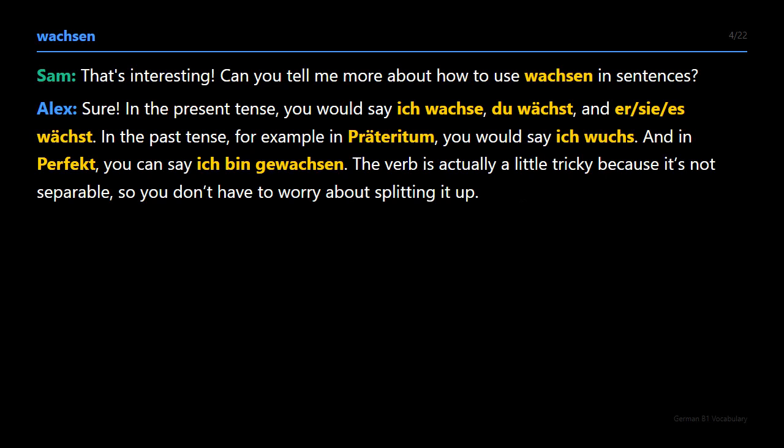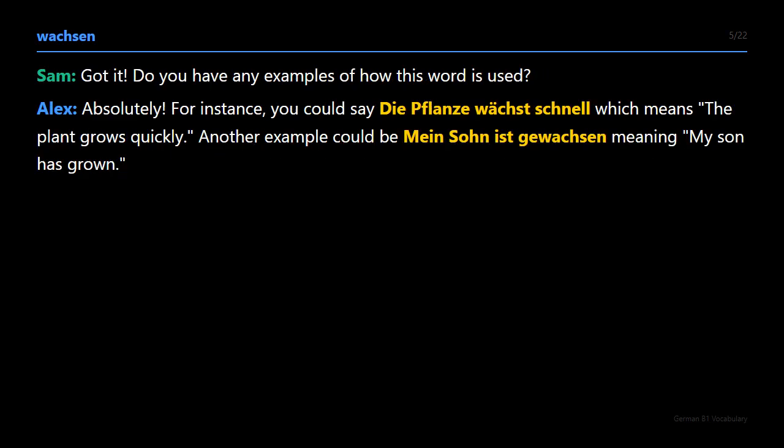The verb is actually a little tricky because it's not separable, so you don't have to worry about splitting it up. Got it. Do you have any examples of how this word is used? Absolutely. For instance, you could say, Die Pflanze wächst schnell, which means the plant grows quickly. Another example could be, Mein Sohn ist gewachsen, meaning my son has grown.